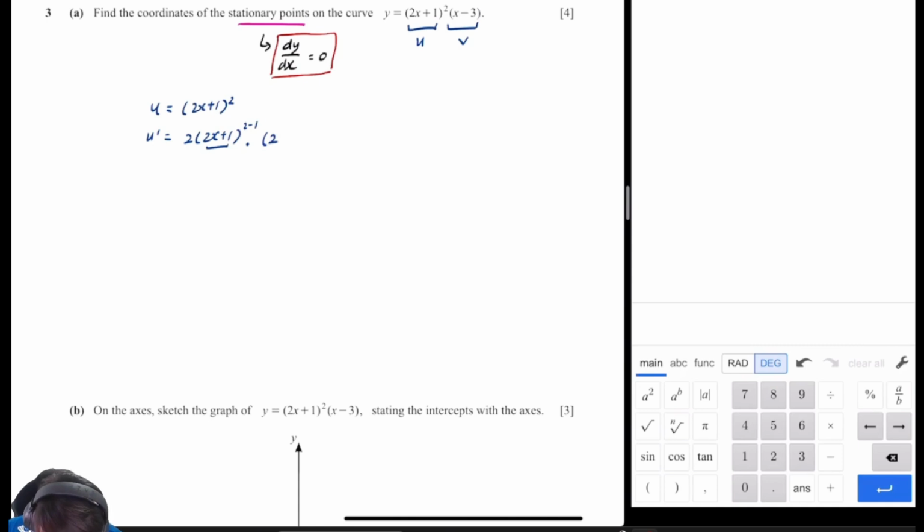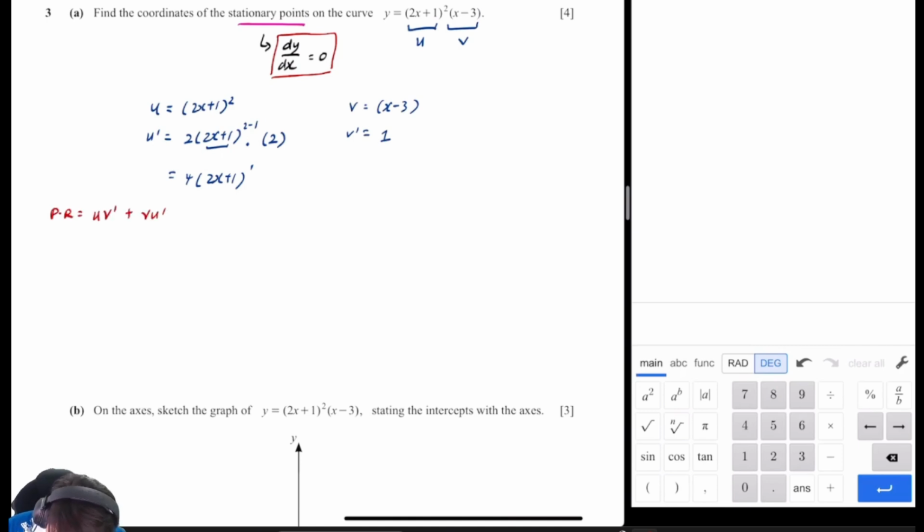So there will be just 2 and 0. So u prime is 4(2x plus 1), right? So v is equal to x minus 3. v prime will be, sorry, it will be just 1, right? There will be nothing else. So the formula for the product rule will be u v prime plus v u prime.